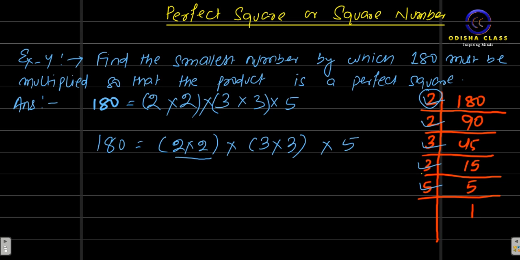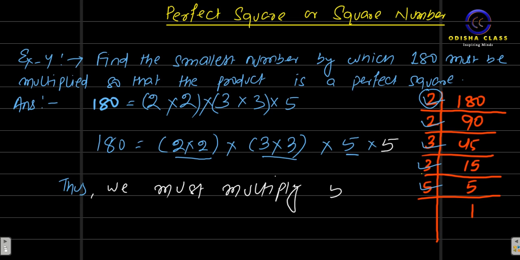This prime factor is paired, this prime factor is paired, but 5 is a prime factor which is not paired. Thus we must multiply. If we multiply by 5 here to make it a pair, then it will be a perfect square. Thus we must multiply 5 so that the product will be a perfect square.